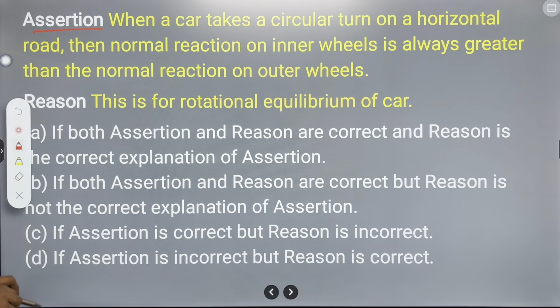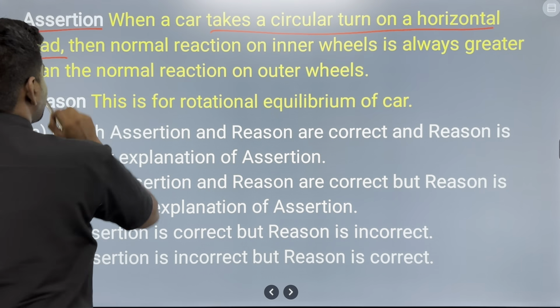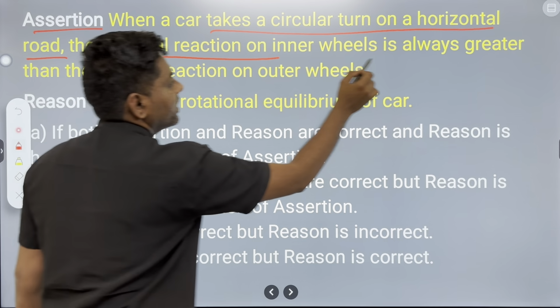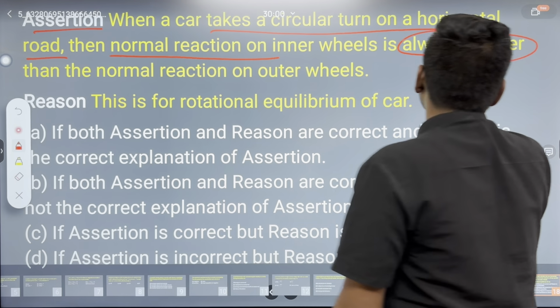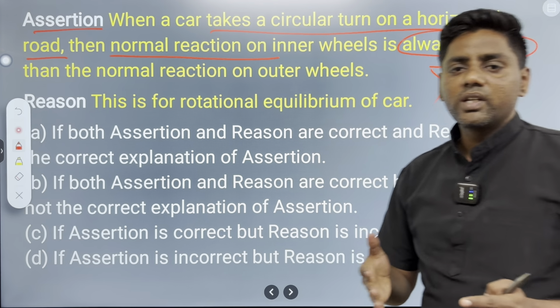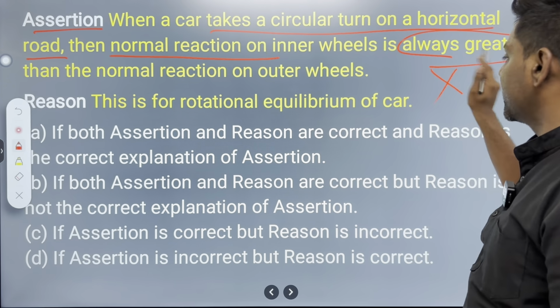Assertion and reason question, very simple. When a car takes a circular turn on a horizontal road, then the normal reaction on the inner wheels is always greater than that on the outer wheels. This is a wrong statement. We already saw an example that the normal reaction on the inner wheel is less than on the outer wheel. So the first statement is wrong.